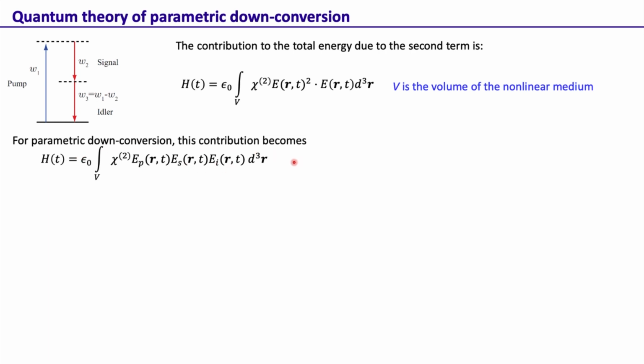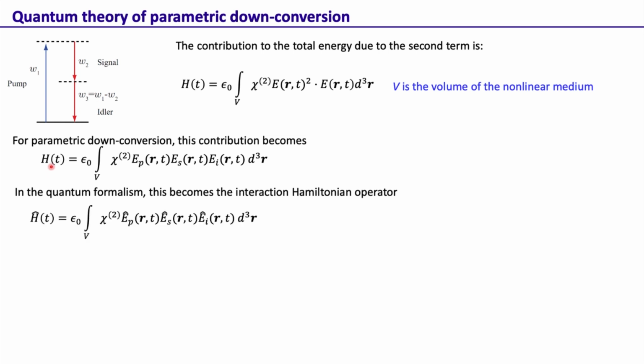So this is the energy, and in quantum formalism we basically take this energy and turn it into the interaction Hamiltonian by replacing these fields by field operators and this energy by the Hamiltonian operator. So in the quantum formalism, this H becomes the Hamiltonian operator, and these fields, the pump, signal, idler, become the pump, signal and idler field operators.